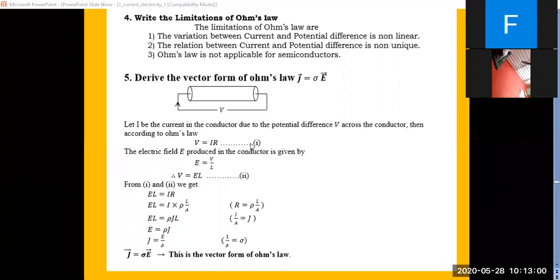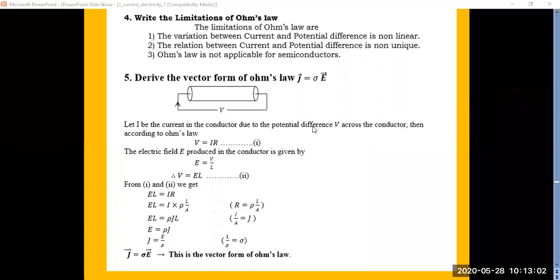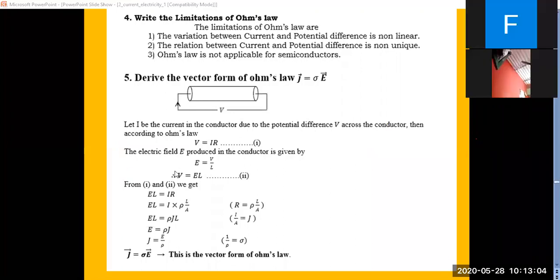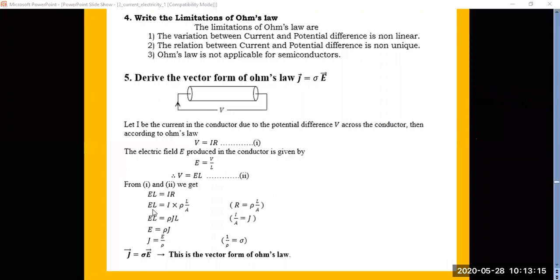Now compare equation 1 and 2. On the left hand side, you have V on both sides. So we can equate the right hand sides. I will write EL is equal to I into R. Here what we will do is keep EL as it is. Keep I as it is.